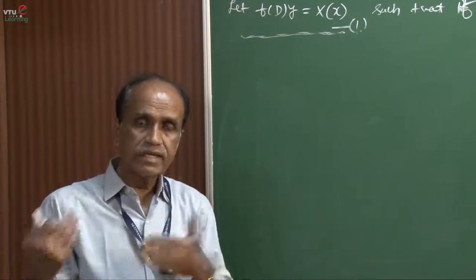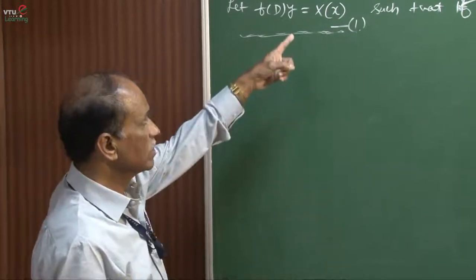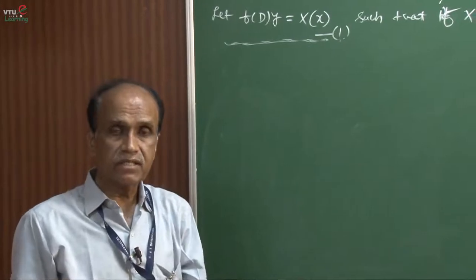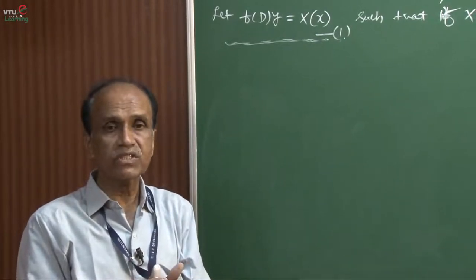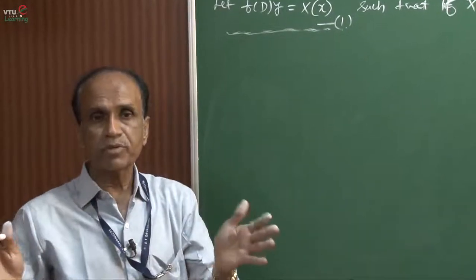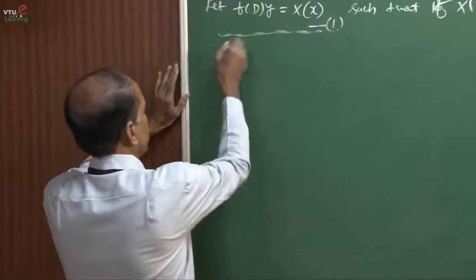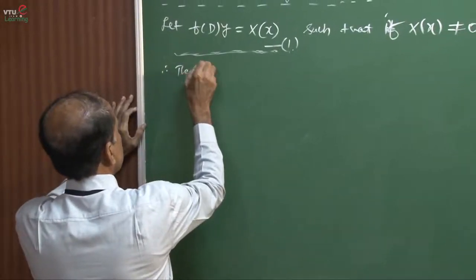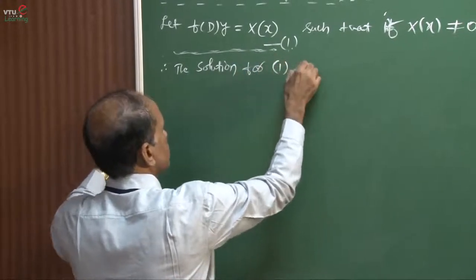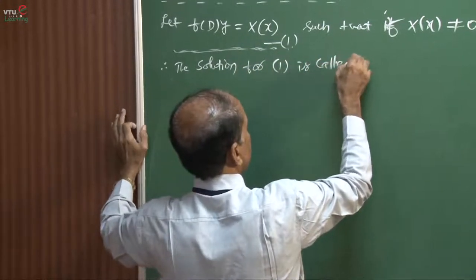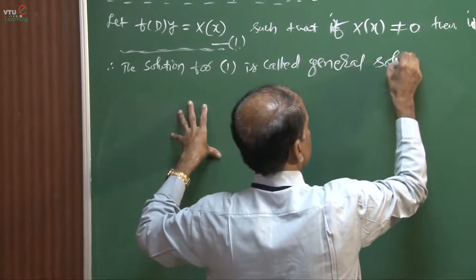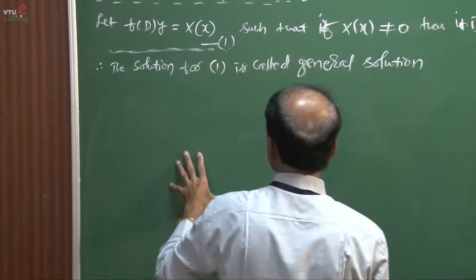So the LHS will be in a differential form, but the RHS will not be in a differential form. But still we need to write them together, combining these two solutions as complementary function and particular integral, to be defined as the general solution. Okay, therefore the solution for equation 1 is called the general solution.